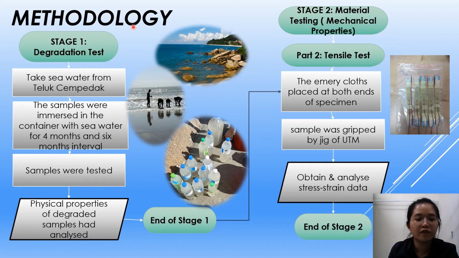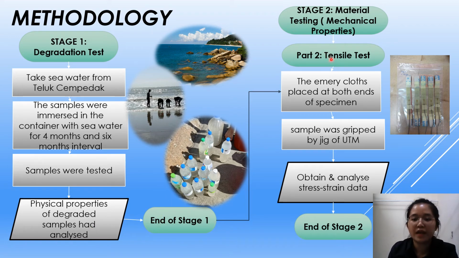The methodology of this research study is divided into 2 stages. The first stage was the degradation test, and the second stage was material testing for mechanical property. The degradation test is done by taking seawater from the launch port, as the photo shows here, and the samples are immersed in containers with seawater for 4 months and 6 months intervals. Next, the samples will be tested and their physical properties analyzed. Then we come to the end of stage 1.